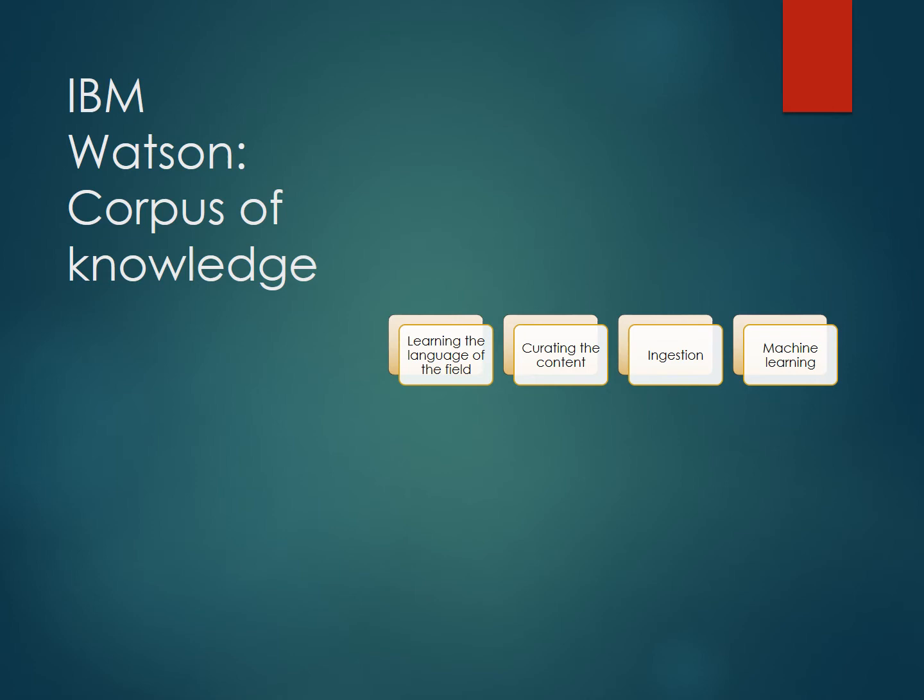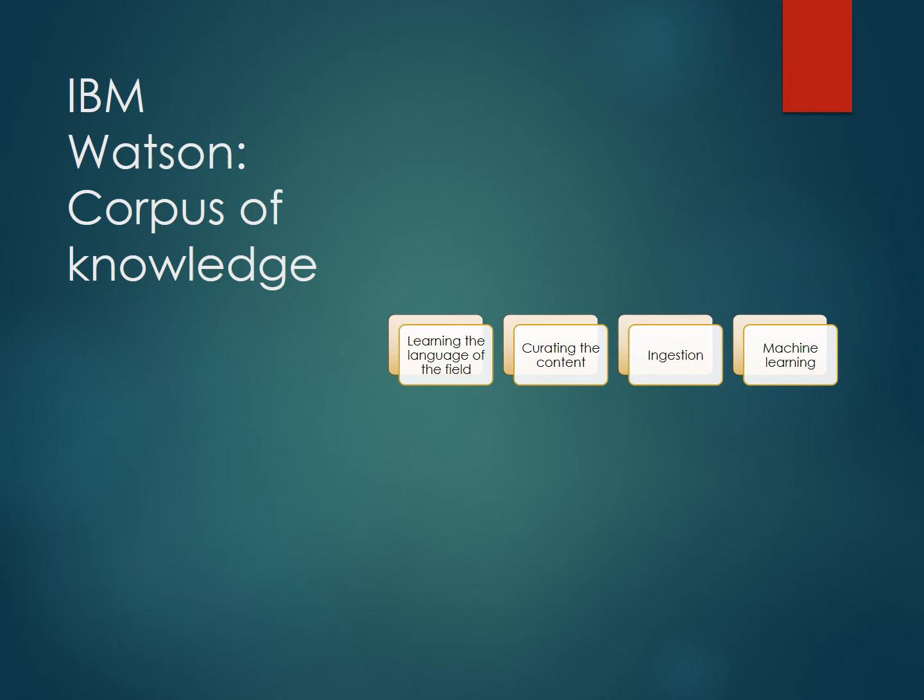So the first phase is learning the language of the field. That is in a very simple way. If I say something is blue, I'm referring to the color. If I say I am blue, that means that I am sad. Different words and different expressions have different meaning depending on how and why you say them, depending on the context. So IBM Watson does the first step of understanding the knowledge, the expression, and everything related to the field it is meant for.